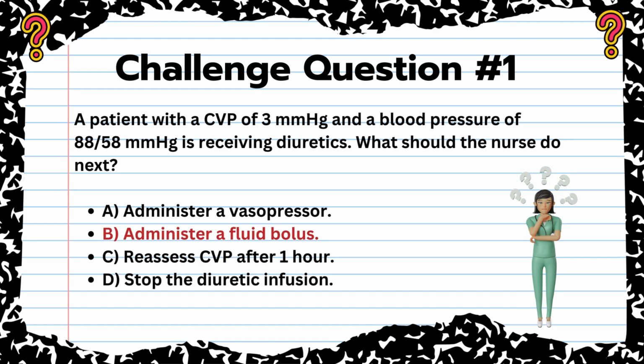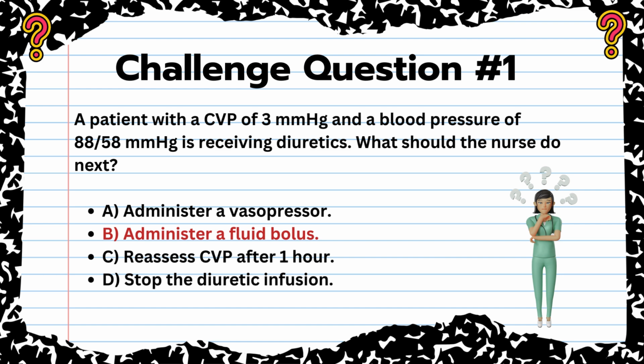Okay, so the answer is administer a fluid bolus. If you chose B, you're right. The patient's CVP is 3, which is technically normal, but it's on the lower end of normal. Their blood pressure is low at 88/58. It's just slightly off of normal, but it is low. So we need to do something.